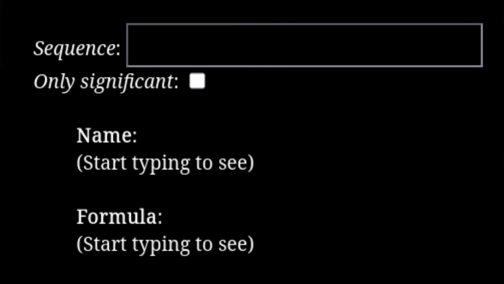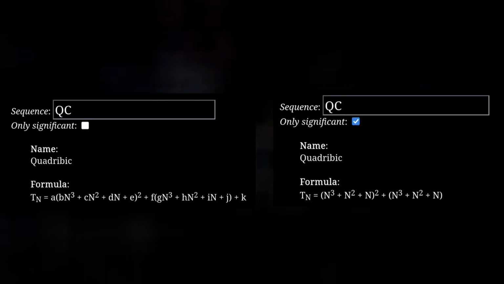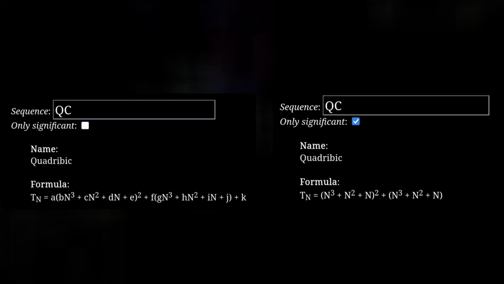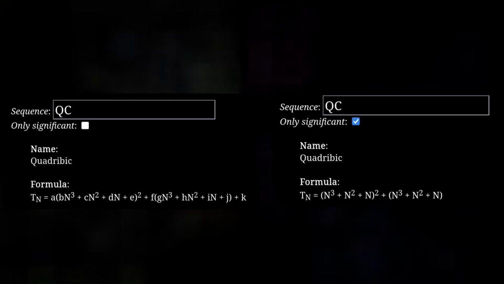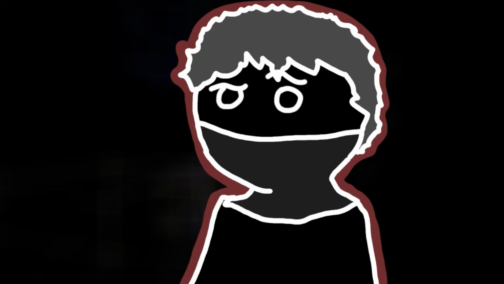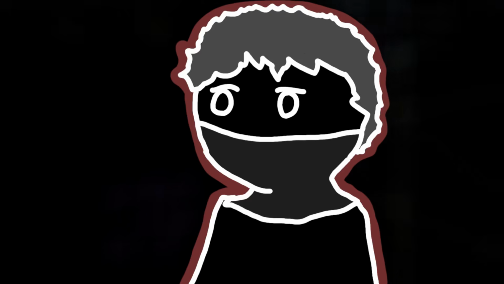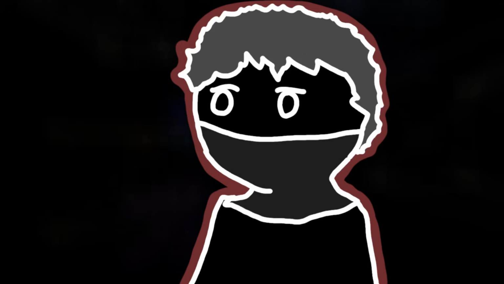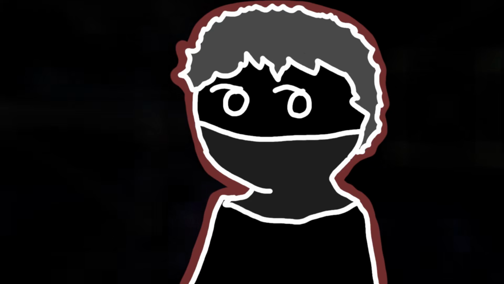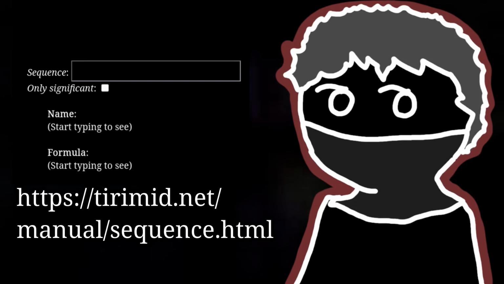If you use the sequence inventor, you'll notice there's something called only significant. This just removes the free variables from showing in the formula, so that you can better see complicated combinations whenever having a lot of free variables clutters things up a lot. Got it? Good. Now we move on to my favorite part of the video, a selection of some choice nested sequences and their names. Once again, if you'd like to try this for yourself, check out the sequence inventor on my website.